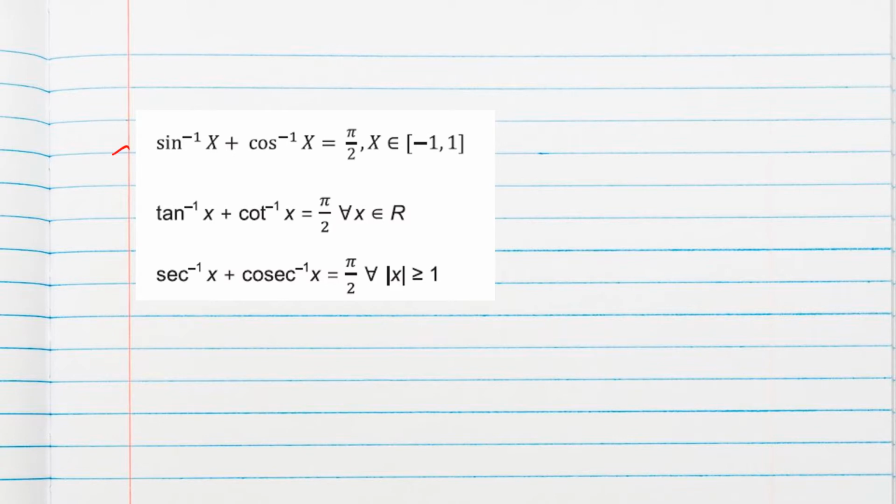Then using these properties also, questions can come. You should know sine inverse x plus cos inverse x equals pi by 2. Similarly tan inverse plus cot inverse, and sec inverse plus cosec inverse are also pi by 2 within the given domain.